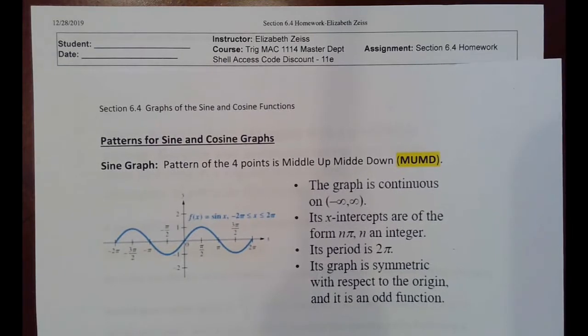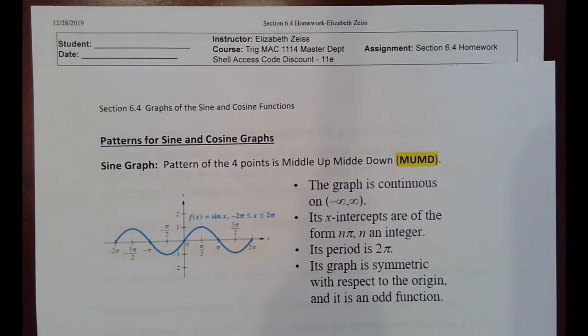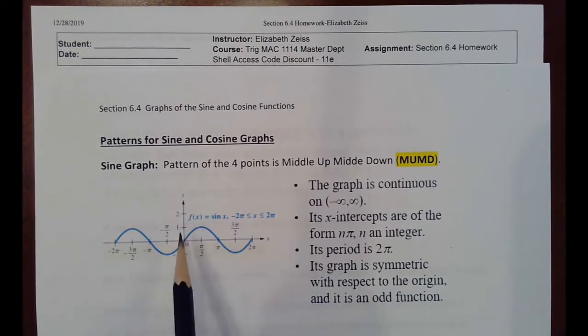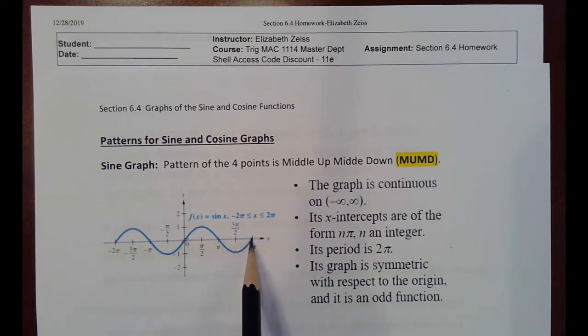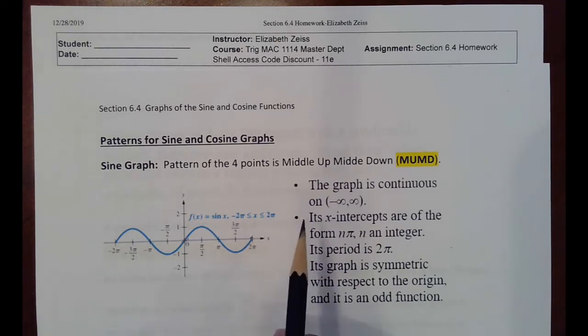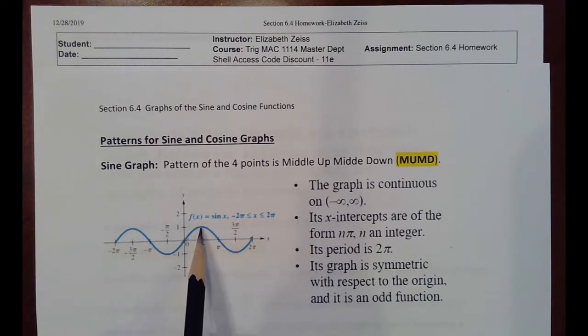Okay, so looking at this picture for sine, we're going to stay between 0 and 2 pi, and they're asking what is the maximum value. So the maximum value occurs at, they want the y value, that's the highest value on the graph. So the answer to that is 1.